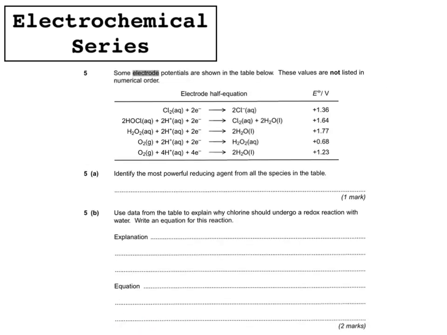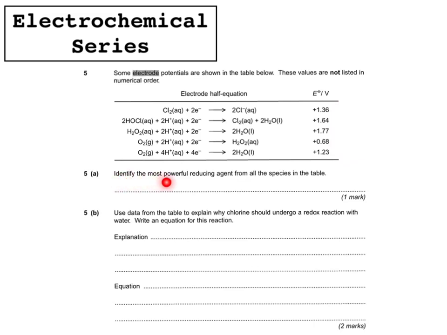The best thing to do to show you this in practice is to show you some past exam questions. Here it says some electropotentials are shown in the table below. These values are not listed in numerical order. In order to confuse you slightly more, they tend to put the half equations not in numerical order, which means you have to look down the table to find the lowest and highest numbers, which makes it a little bit more awkward in the exam. Just make sure you don't fall into a trap there.